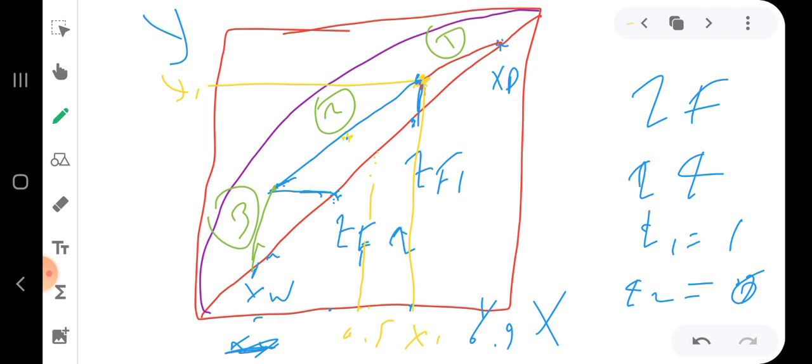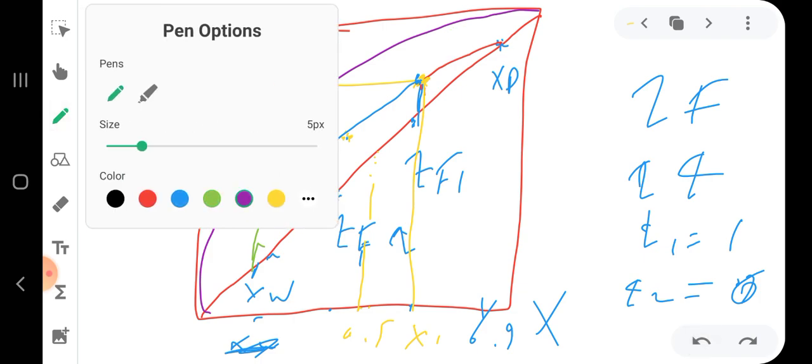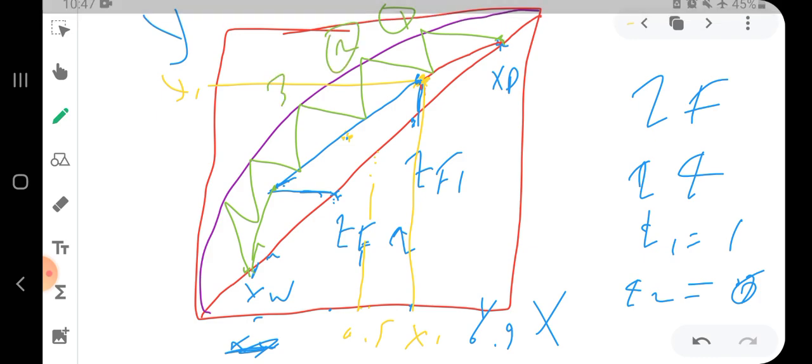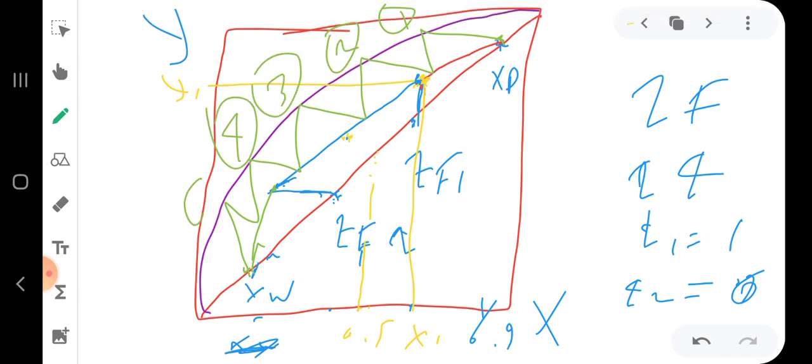And then the last step that we all love is counting the number of stages. And it is simple. You start from XD here, and then you count until you hit 1, 2, 3, 4, 5, and you stop at XW. So this will be the first stage, the second stage, the third stage, the fourth stage, the fifth stage.